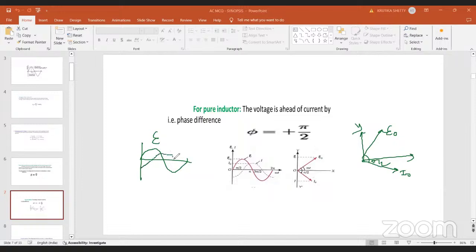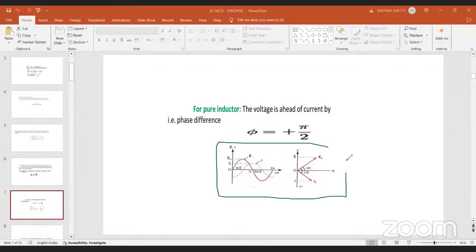And again you have to show it a little down. Yes, so this is how it is represented. So please copy down the phasor diagram and the graphical representation. Copy down this graph. This is for the inductor. In case of resistor, both were on the same line. This is the phasor diagram and graphically you just show it like this.